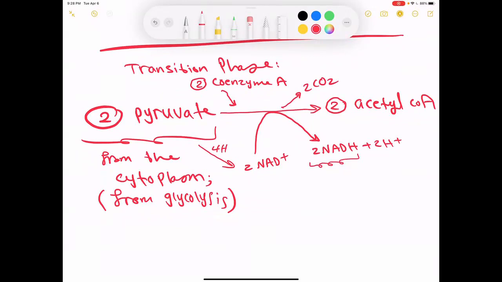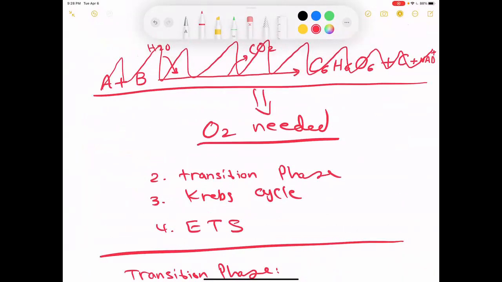This transition phase, the name transition is because it is transitioning between glycolysis and the Krebs cycle. Remember, number 1 was glycolysis, in which we had 10 reactions, and the Krebs cycle is busy as well, a major component of metabolism. The term transition is because it is linking the events taking place in the cytoplasm to the major events taking place in the mitochondria, which is really the Krebs cycle. That's where transition is coming from.